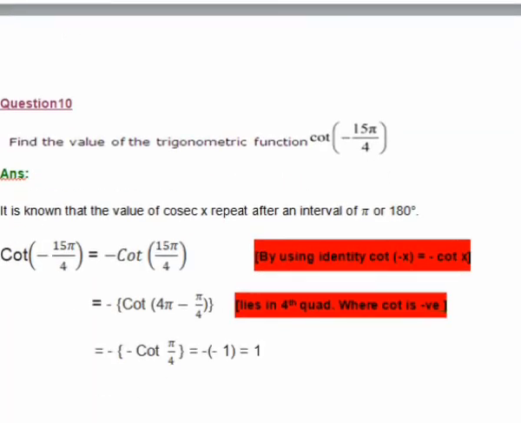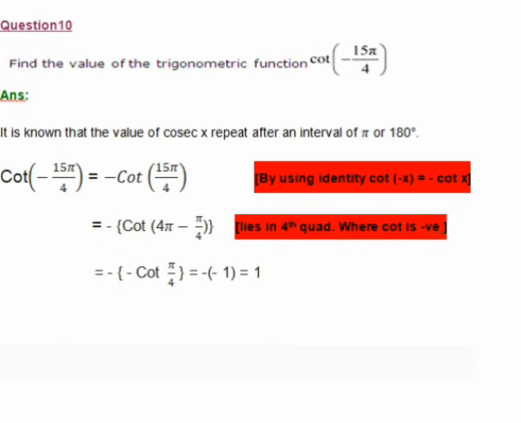Now see the next question based on the same. We will solve many more questions related to it. Find the value of the trigonometric function cot minus 15 pi by 4. Cot minus x is equal to minus cot x, so cot minus 15 pi by 4 is minus cot 15 pi by 4. The minus remains the same. 15 pi by 4 is written as 4 pi minus pi by 4. It lies in the fourth quadrant, where cot is negative, so it takes the negative sign: minus cot pi by 4. The value of cot pi by 4 is 1, that means minus into minus 1, which gives plus 1.